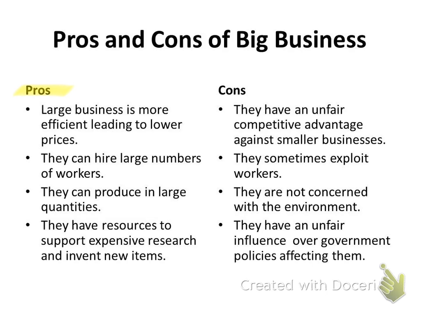Progress. Progress is good. Congress, bad. Pro good, con bad. Okay, some of the pros of big business. Large business is more efficient, leading to lower prices.